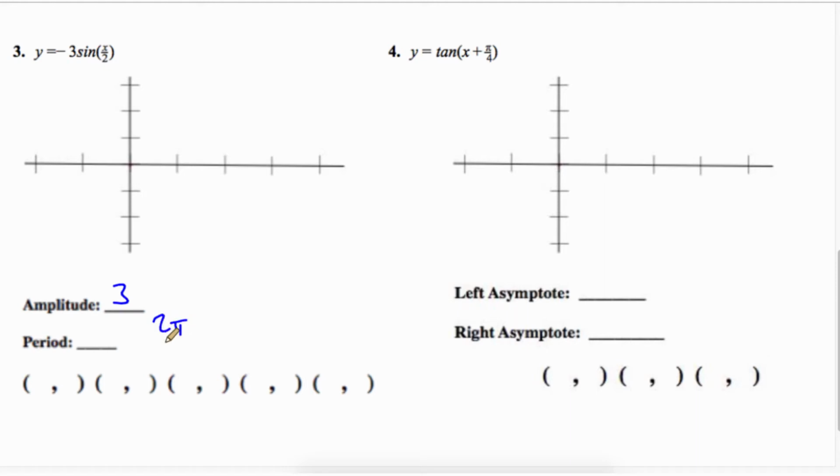Since we're taking x divided by 2, the b value is really a half. So we're going to take 2 pi and divide it by 1/2. And when we do that, we should end up with a period of 4 pi. Now there's no c value in here, so if we're looking at finding the starting point, that x over 2 equals 0, we're going to end up starting at 0.